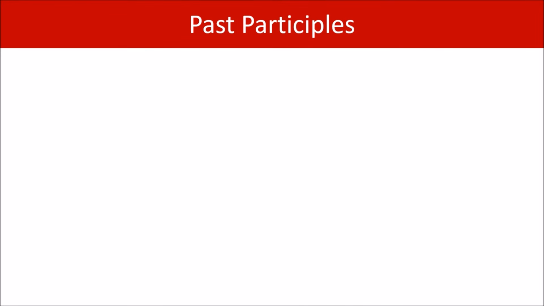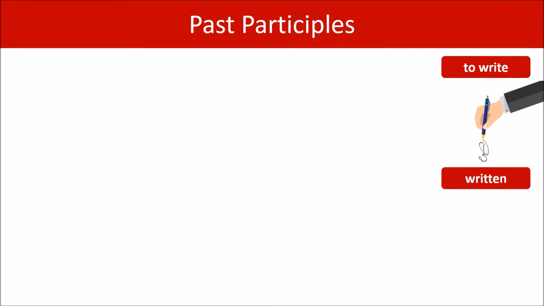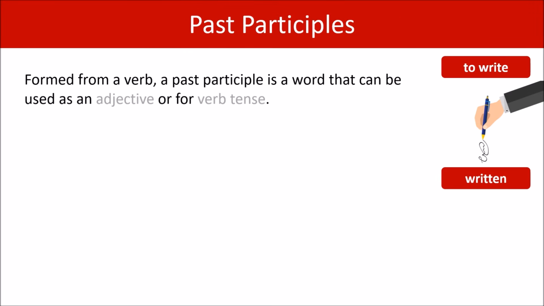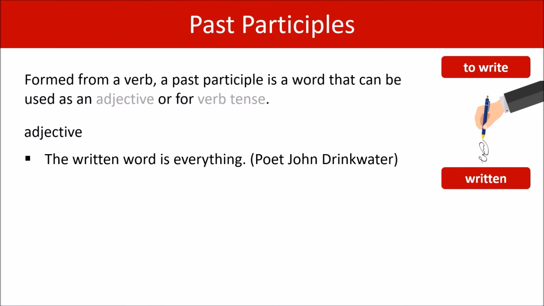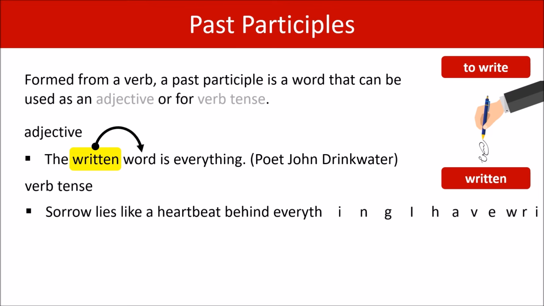Let's go back to the verb to write and its past participle, written. Let's put up the definition again. Formed from a verb, a past participle is a word that can be used as an adjective or for verb tense. So remember, this was our example of the past participle being used as an adjective. And then we had verb tense, and this was our example of a past participle being used in verb tense.